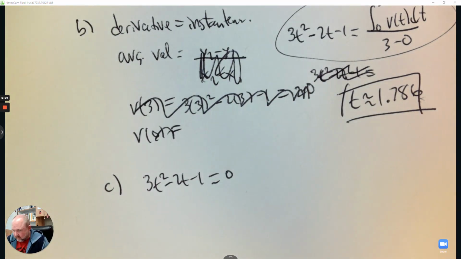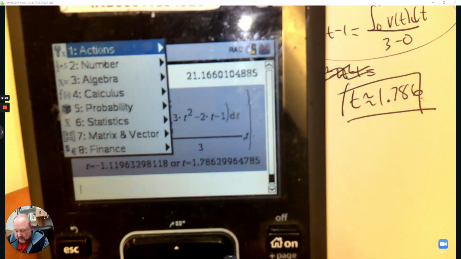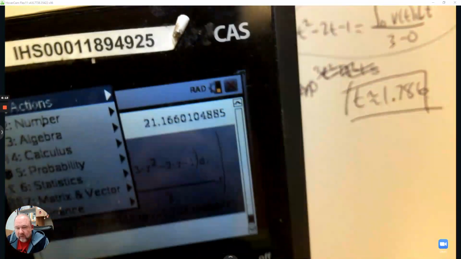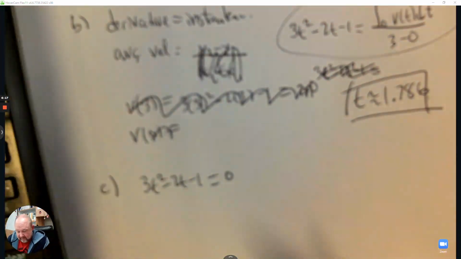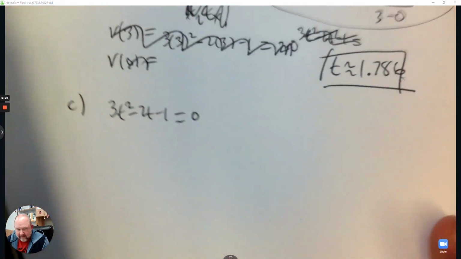Why not? So I'm going to go menu, algebra. Well, actually, I'm going to solve it. So let's just solve it. And now I'm going to type that in: 3t squared, subtract 2t, take away 1, equal to 0.